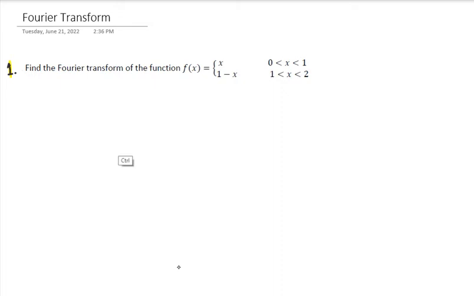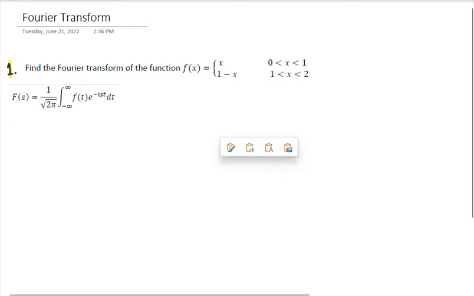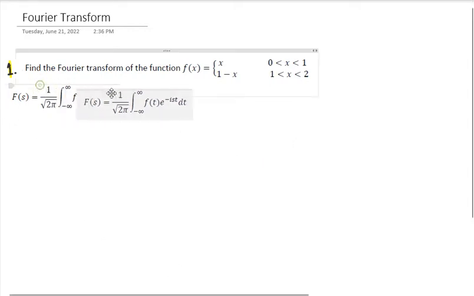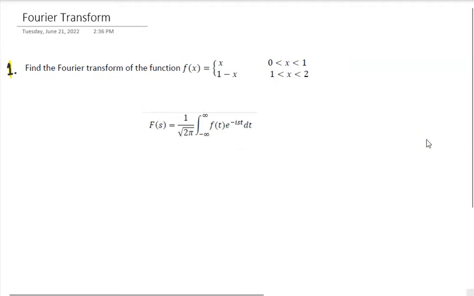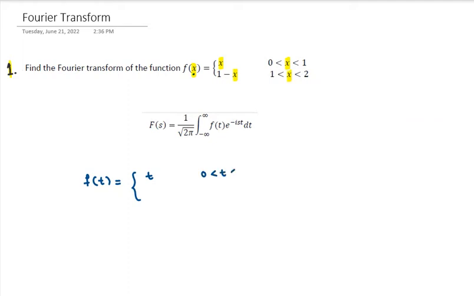So let's first see what the formula for the Fourier transform is. This is the formula of the Fourier transform for any function f of t. Our function is in terms of x, so we replace x by t in all the places. So our function becomes f of t equals t when t varies from 0 to 1, and it is 1 minus t when it varies from 1 to 2.